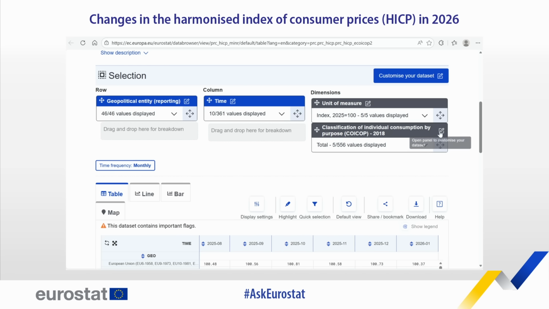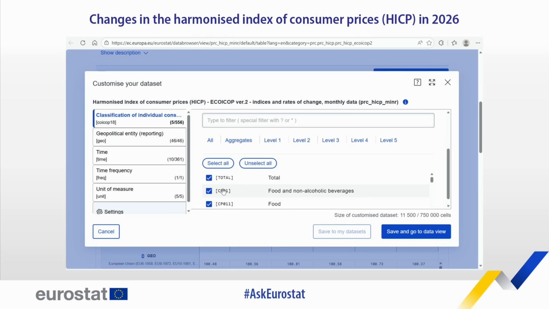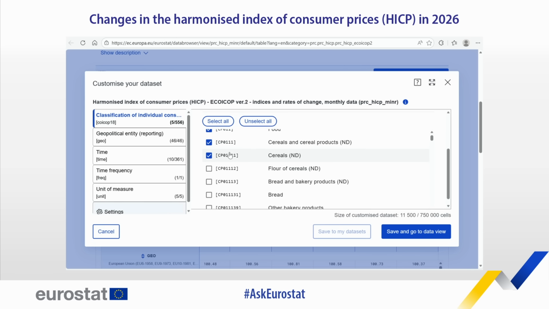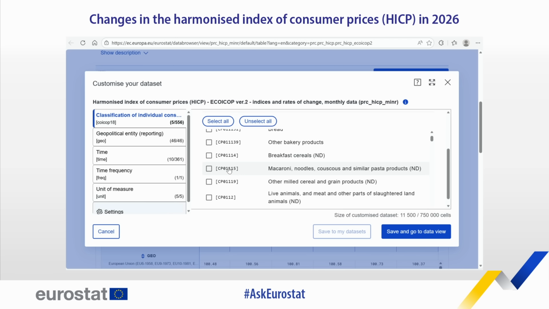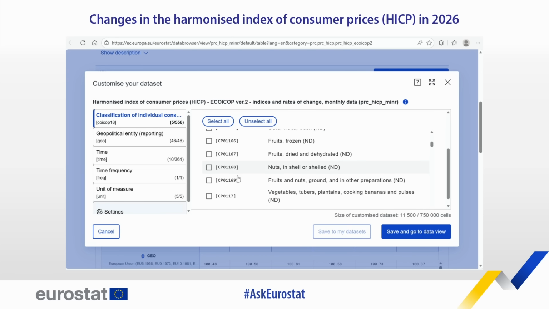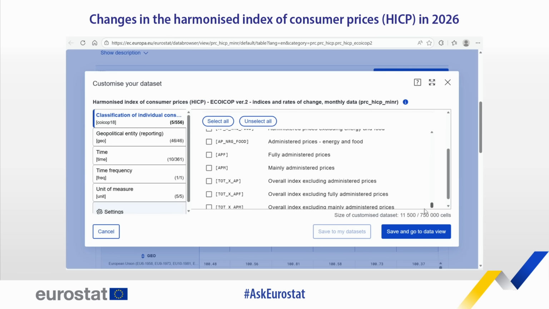Also, if you go inside the HICP dimension, you will see, as before, the different HICP codes. They look similar, but the definition changed. That's why we had to create a new dataset. So you can select again all the HICP and the special aggregates at the bottom of the list.